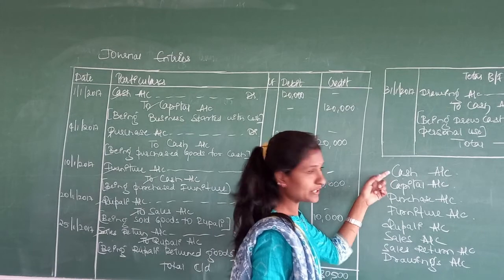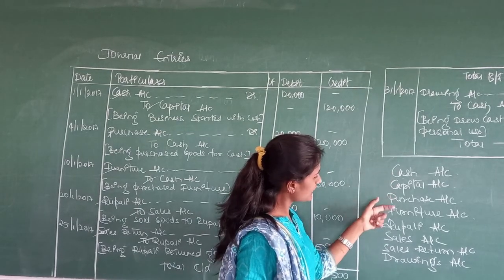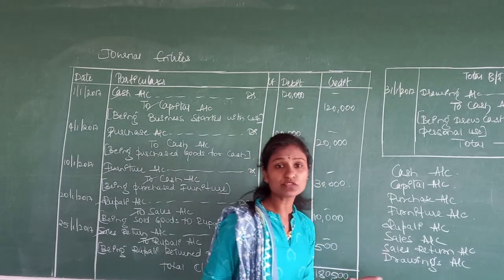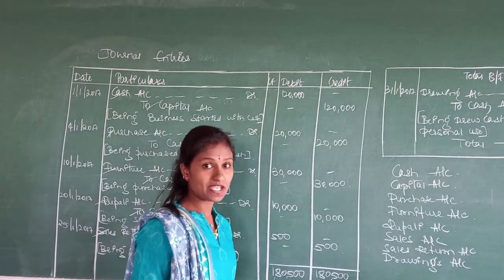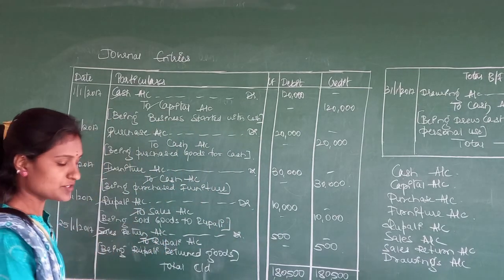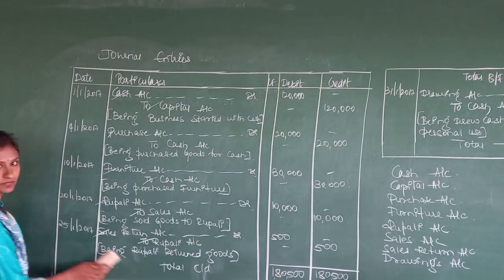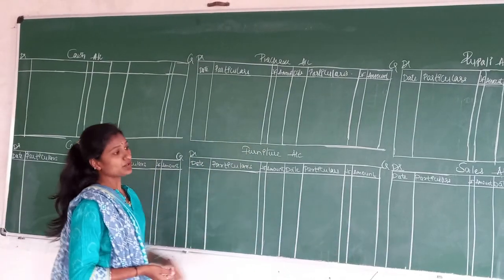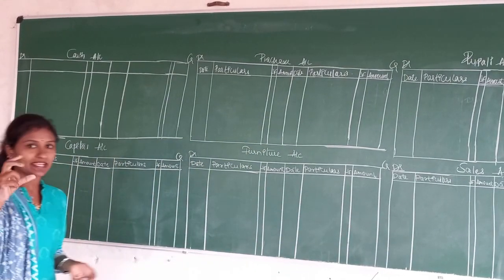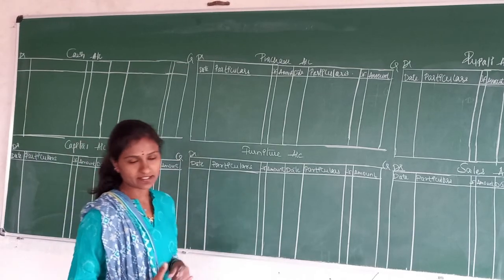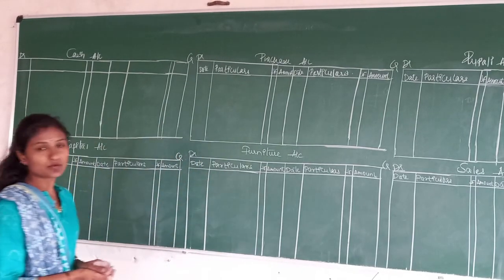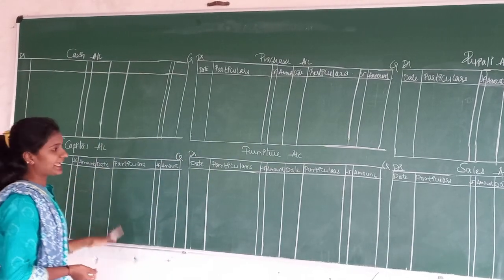So how many accounts do we need to prepare now? 1, 2, 3, 4, 5, 6, 7, 8 accounts we need to prepare. Now we will post the ledger, and this will be for the 12 months. Yes, so as I told you about the accounts, 8 accounts which we need to put in the ledger accounts. So these are the 8 accounts here. On the board I have drawn them.